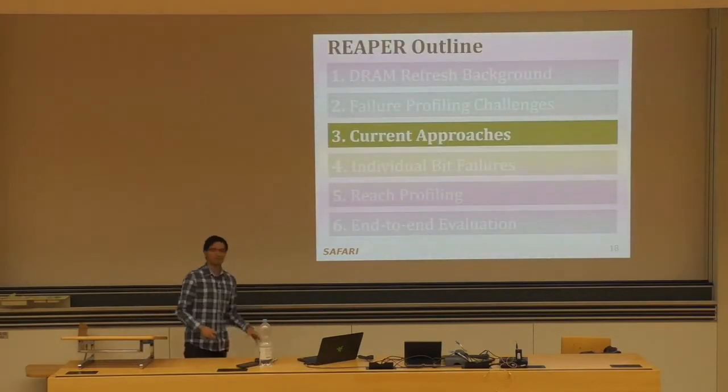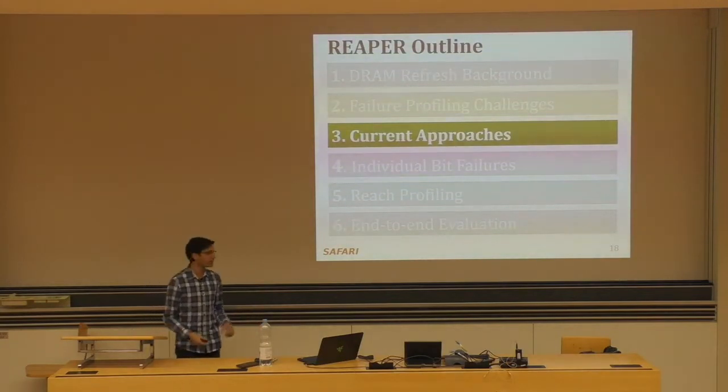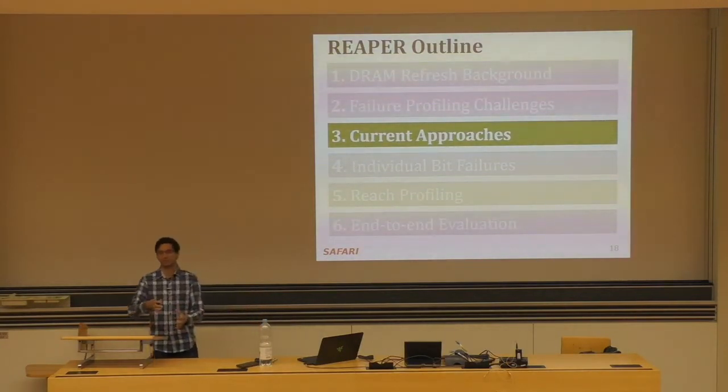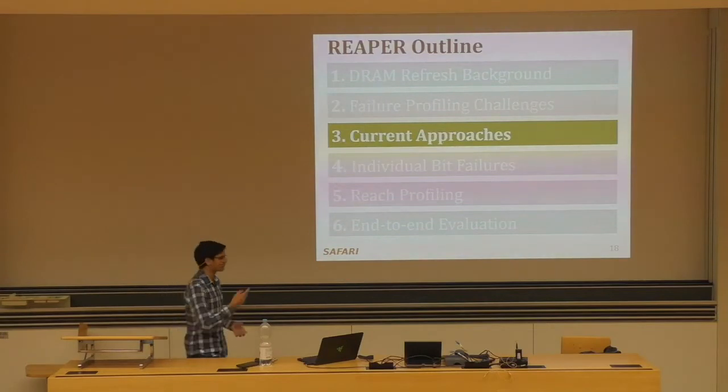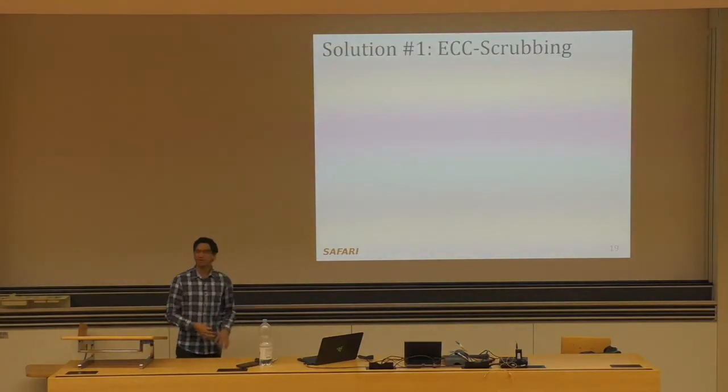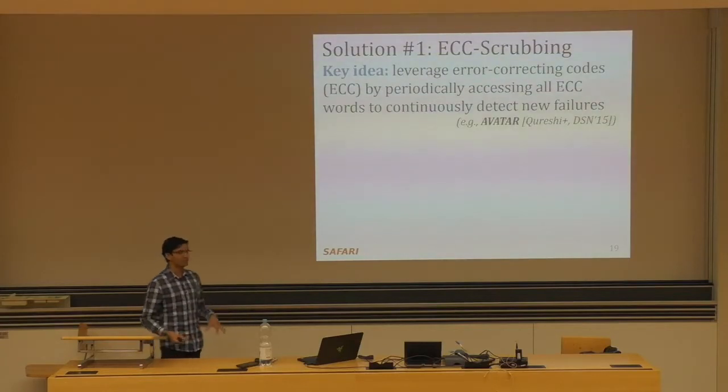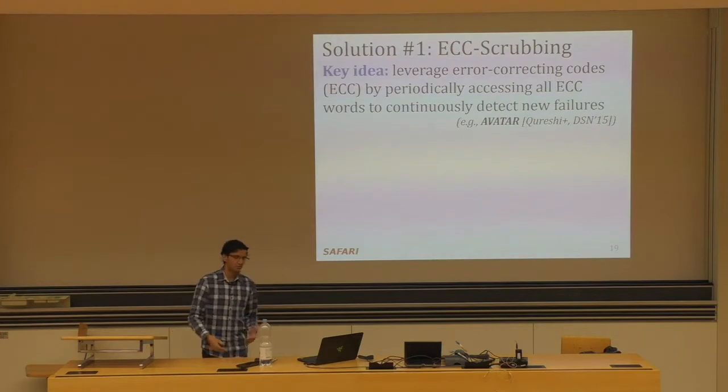And so now I'm going to talk about some of the current approaches to retention failure profiling. And keep in mind this is current as per the time this work was published, right? So in 2017. So the first solution I'm going to talk about is called ECC scrubbing. And the key idea of ECC scrubbing is to leverage error correction codes by periodically accessing all of these ECC words in order to continuously detect any new failures that occur.